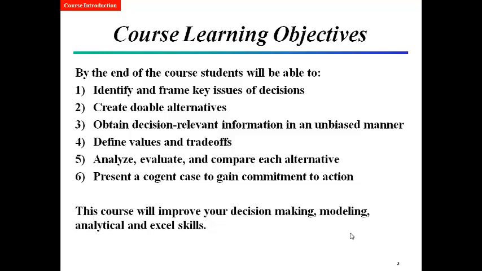Course learning objectives. By the end of the course, you should be able to identify and frame key issues of decisions. The issues include the alternatives, options, what you can do, the uncertainty involved in the decision, and then the values, or the value proposition, or what you want. You also learn how to create doable alternatives, and you'll learn how to obtain decision-relevant information in an unbiased manner, and defining values and trade-offs. And step 5, the fifth objective, is you will analyze, evaluate and compare each alternative. And then lastly, you'll present a cogent case to gain commitment to action.